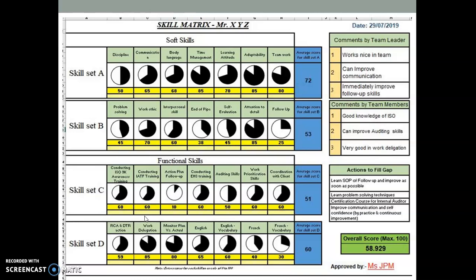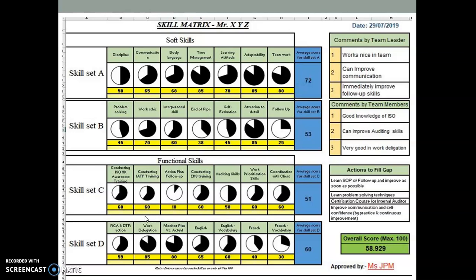So, for example, Mr. XYZ is given a score of 58.929 out of 100. This is a collaborative score out of skills A, B, C, and D. So this is the way we try to identify what the skill sets are, and within those skill sets what individual dimensions should be provided to any individual as part of the training content. So this is called a multi-skilling chart too, and within ISO, the multi-skilling chart is utilized by different companies.